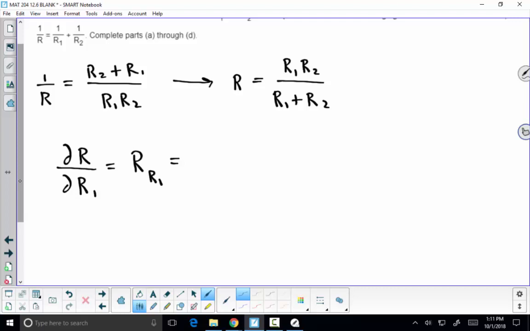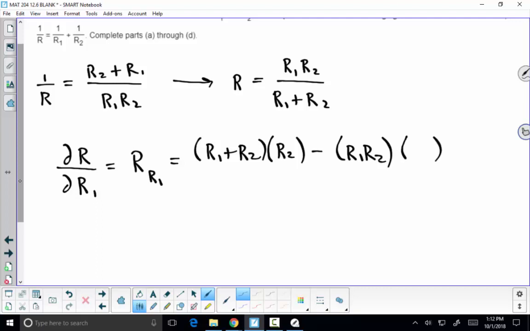So quotient. So we're going to do low, partial numerator with respect to R1. And what's that? R2. Low d high minus high d low. So now we did low partial high minus high partial low with respect to R1. And what's that? 1. And then over the denominator squared.